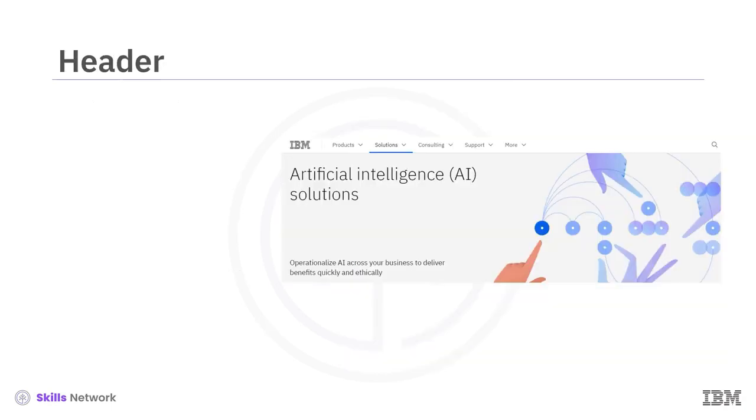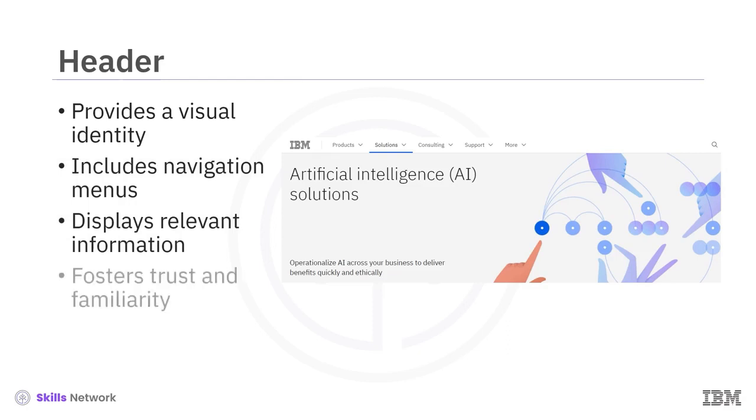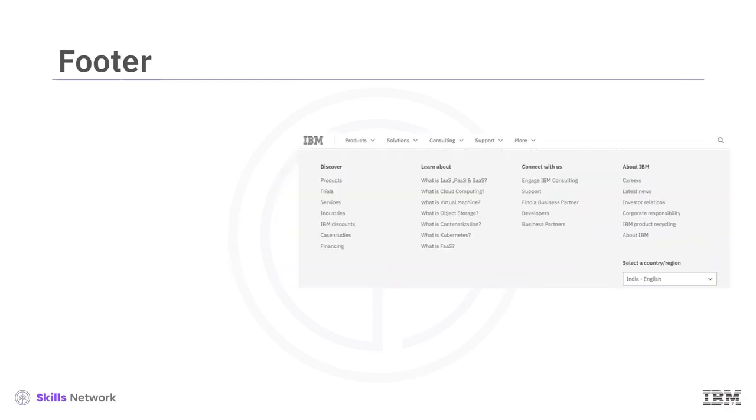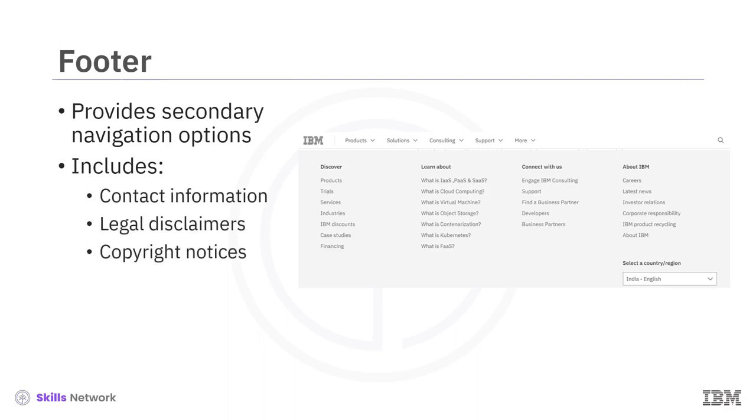The header is a prominent area at the top of a web page or application screen, providing a visual identity with branding elements like logos, slogans, or company names. It includes navigation menus, displays relevant information, and fosters trust and familiarity. The footer is found at the bottom of a web page or application screen. It offers secondary navigation options, allowing users to access secondary sections of a website or application. The footer includes contact information, legal disclaimers, copyright notices, and privacy policies for user convenience and compliance with legal requirements.